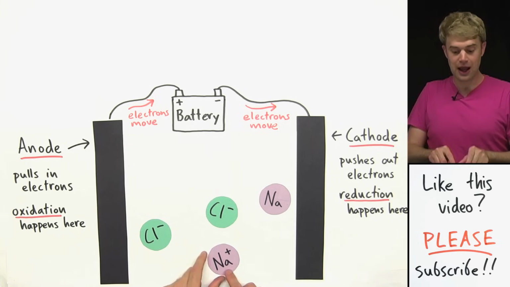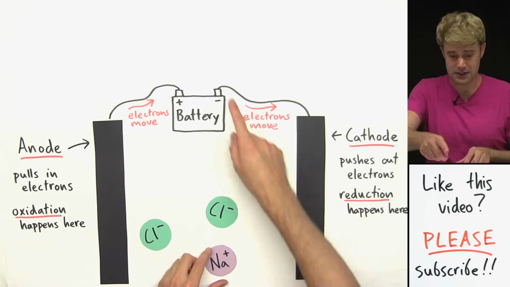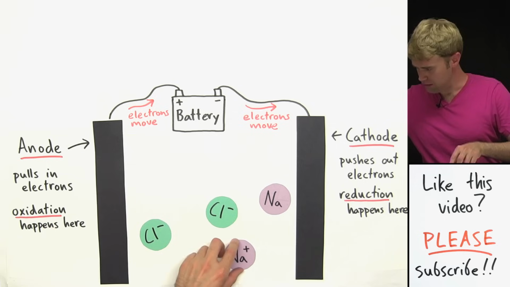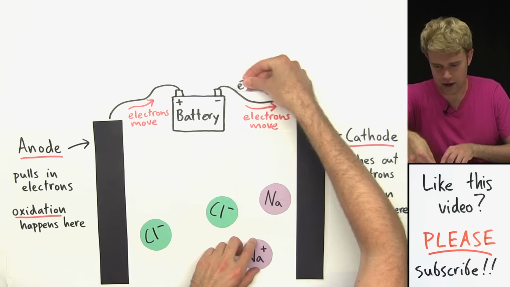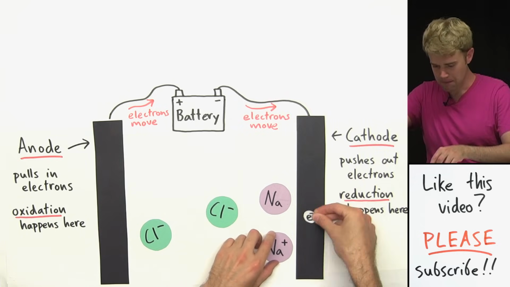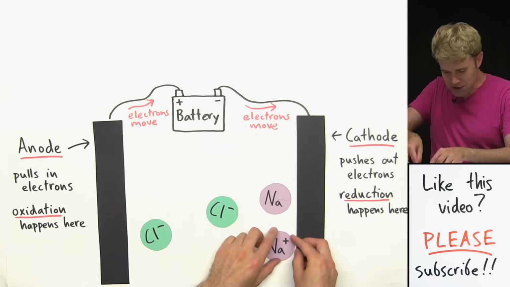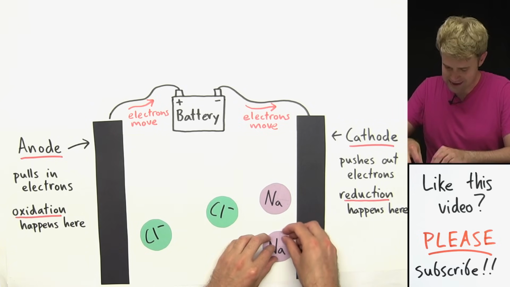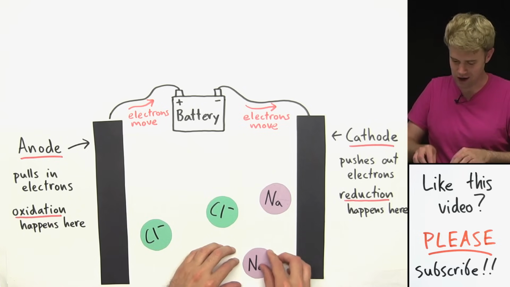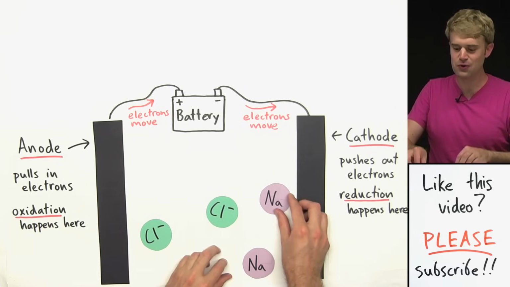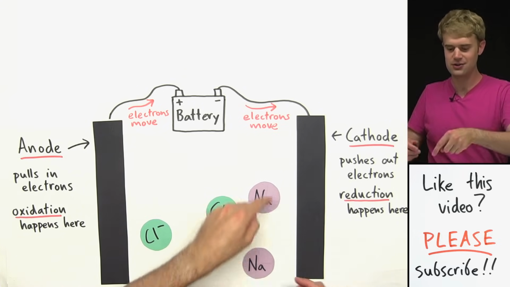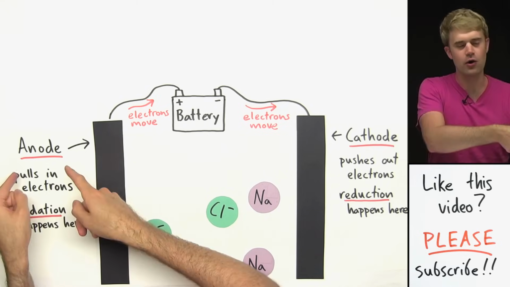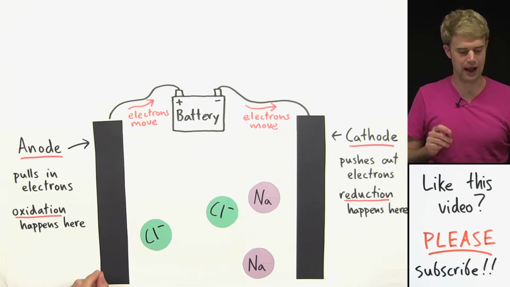The same thing is going to happen to this one over here. It's got a positive charge, it's attracted to the negative cathode, moves over here, an electron gets pushed from the battery, it goes into the sodium ion, and gaining that electron causes the sodium to lose its charge. So now we have two neutrally charged sodium atoms. Now over here at the anode, the opposite thing is going to happen.